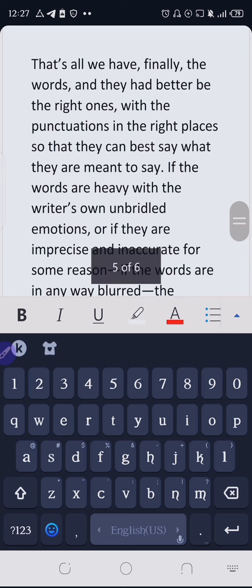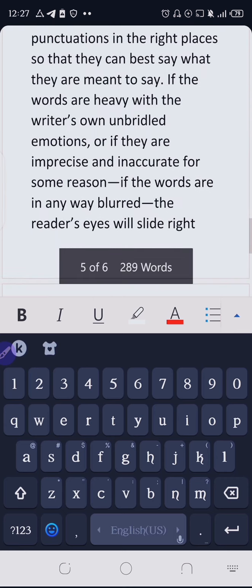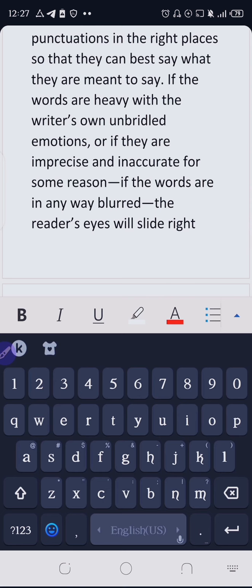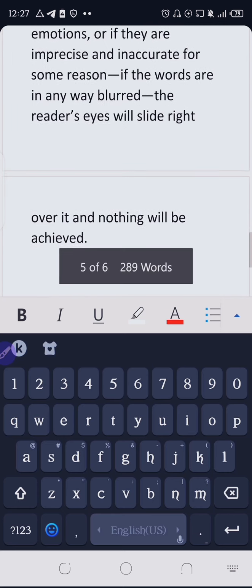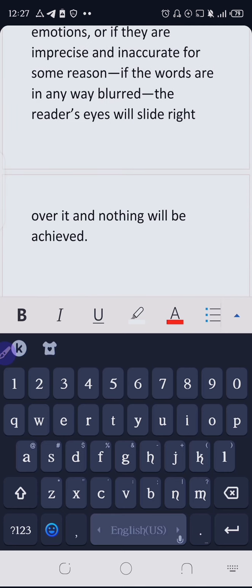That's all we have finally, the words, and they had better be the right ones, with the punctuations in the right places so that they can best say what they are meant to say. If the words are heavy with the writer's own unbridled emotions, or if they are imprecise and inaccurate for some reason, if the words are in any way blurred, the reader's eyes will slide right over it and nothing will be achieved.